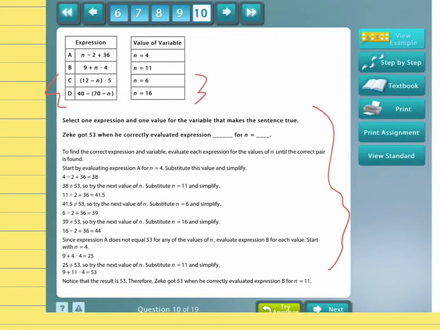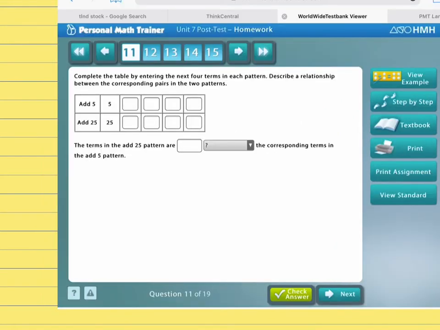Let's go with that. Question 11, it's a pattern. So we're going to chomp it up. Remember the chomp. So find the pattern. It's an add 5 rule, so we start at 5, it's going to go plus 5. So 5, 10, 15, 20, 25, like that. And this one is an add 25, so it's 25, 50, 75, 100, and 125.